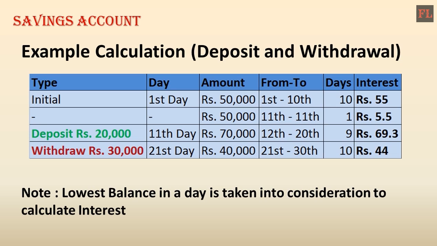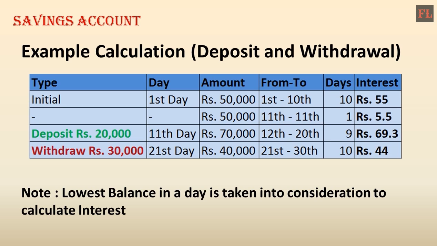Now let's say Raju withdraws rupees 30,000 on the 21st day of the month. So the interest will be calculated on rupees 70,000 from the 12th day to the 20th day of the month. Since the withdrawal is done on the 21st day, the lowest balance will be taken into consideration, which would be rupees 40,000. So that's the way how interest is calculated on your deposits and withdrawals from your savings. Remember, the lowest balance is taken into consideration to calculate interest for that particular day.